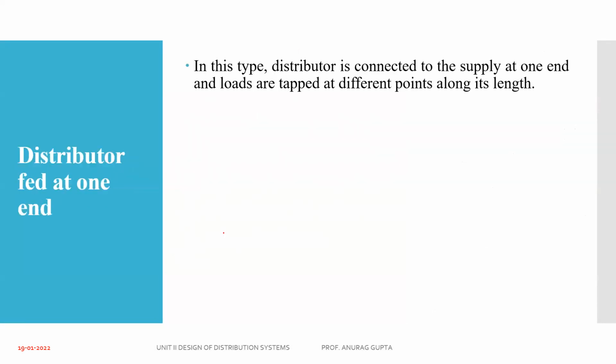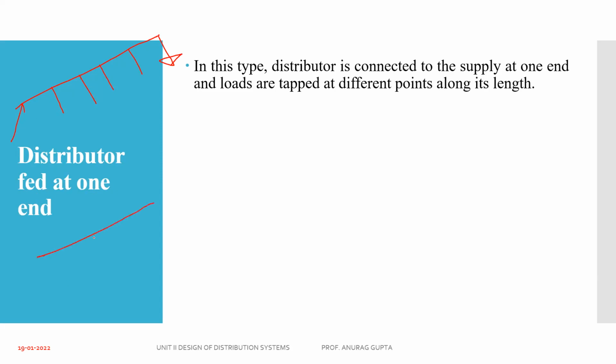So number 1, what is the meaning of distributor fed at one end? It means this is your power supply, this is your line or feeder, we can say. So at this feeder we are adding voltage at only one side. Now on the second side, or we can say on the line side, we are having some consumers. This is called distributor fed at one end, meaning we are feeding voltage at one end.